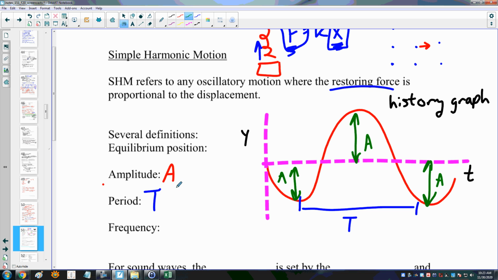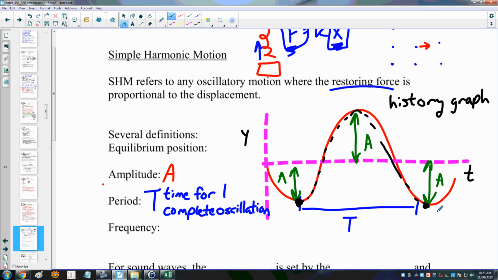The period, T, is the time for one complete oscillation. One complete oscillation occurs when the particle has gone through one full cycle. And so a full cycle, it returns back to its original position. It starts here, goes up, and then comes back down again. Frequency is the inverse of the period. And so the frequency is 1 over T.